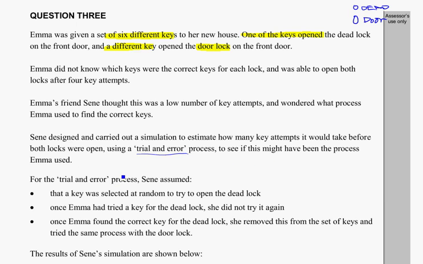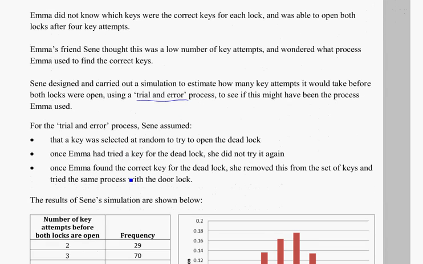For trial and error, the assumption that we make here is that a key was selected at random to try to open the deadlock. So we get the top lock if you want to think about that first. So a key is tried on this one. Once Emma's tried a key for the deadlock, she did not try it again. So if it doesn't work for the deadlock, she doesn't use it. And once Emma found the correct key for the deadlock, she removed this from the key set and then tried the same process with the door lock.